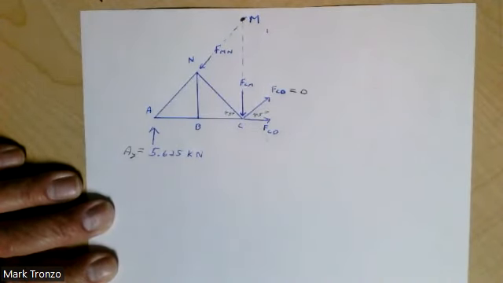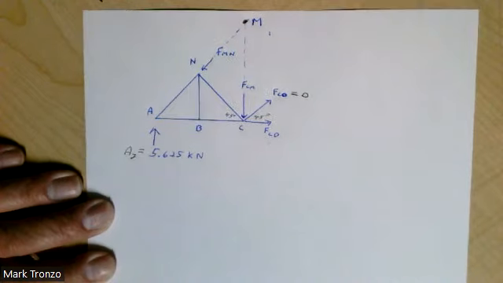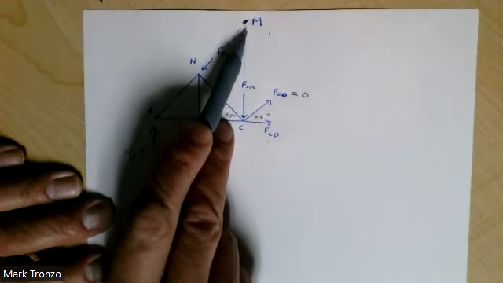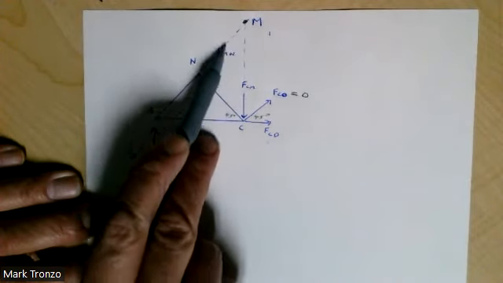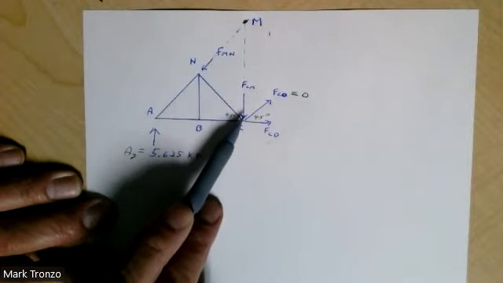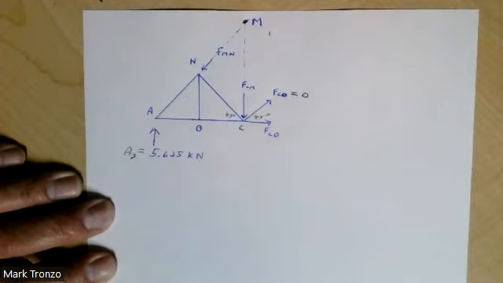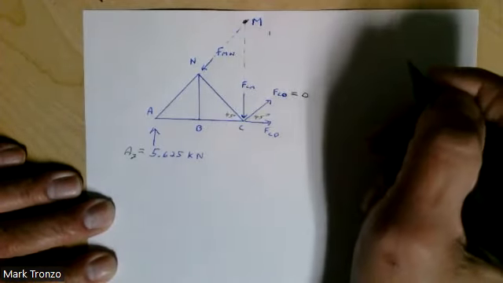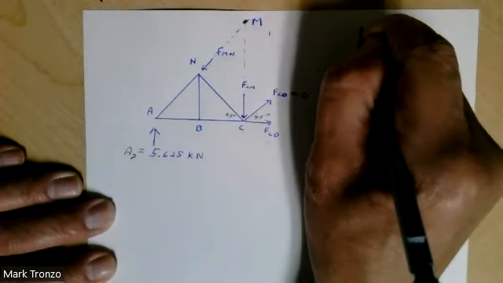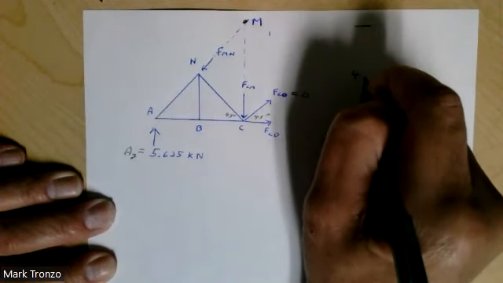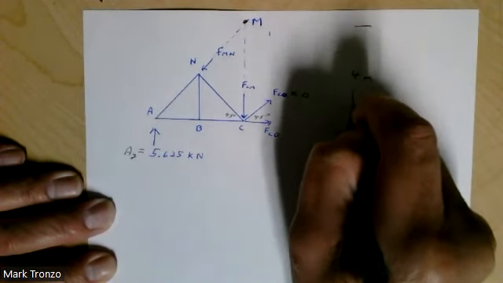Notice that M is a convenient spot because this force goes through it, so that won't cause a moment about M. And this force goes through it, so that won't cause a moment. So again, even though M is outside of our cut, we can still find moments about it. And then this distance was 4 meters.